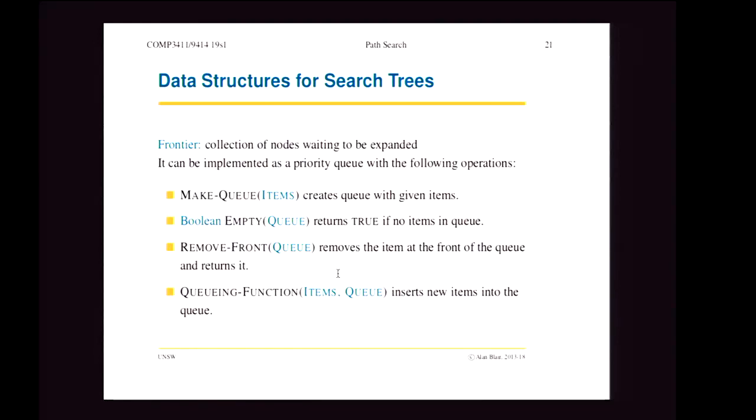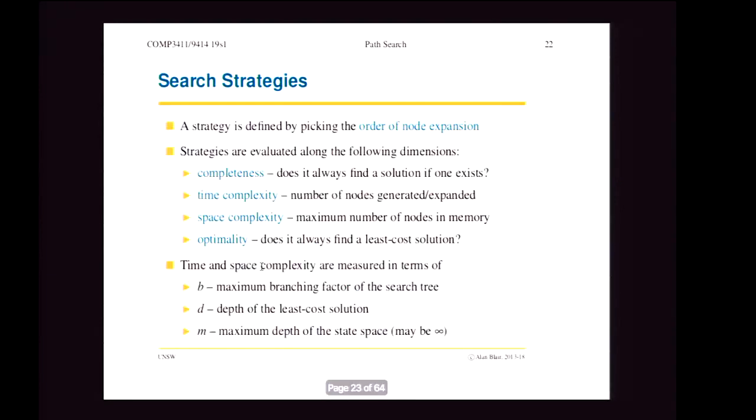So this could be implemented using these abstract data types. You have to make a queue. You have to have a way of checking whether the queue is empty. And then you have ways of inserting items into that queue and removing them. Now, for the search strategies that we're going to look at, we want to have a way of comparing them with each other.